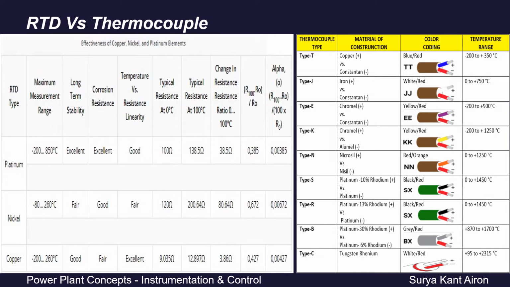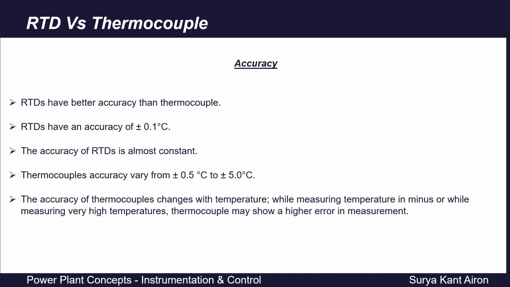Clear? Now coming to their accuracy, RTDs have better accuracy than thermocouples. RTDs may have an accuracy of plus minus 0.1 degree centigrade, and this accuracy is almost constant. Friends, we know accuracy is generally defined in terms of error in measurement. So the lesser the error, the better the instrument.